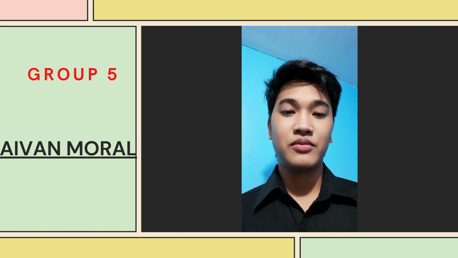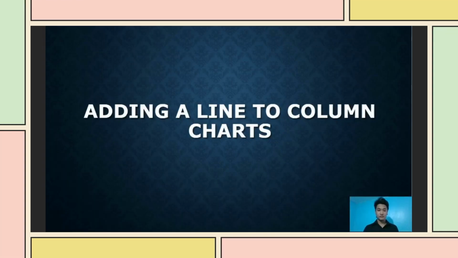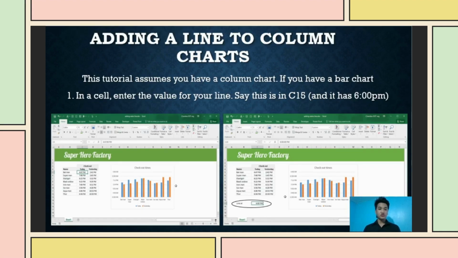Hi, my name is Aivan Moral. My topic is all about adding a line to a column chart. This tutorial assumes you have a column chart, or a bar chart.